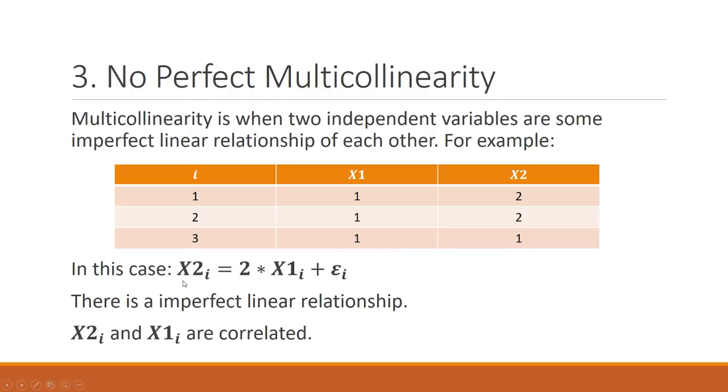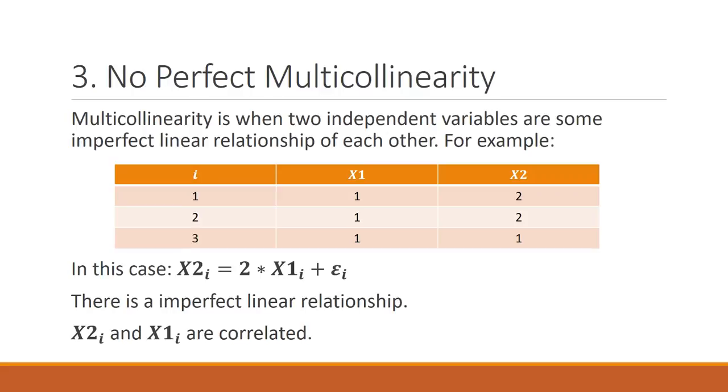All right, so they're not a perfect linear relationship, but they're close. They're very, very close to a perfect linear relationship. So we would say that x1 and x2 are highly correlated. This would be an example of multicollinearity. They're collinear. They're closely related to each other. They're close to a linear relationship with one another, but it's not perfect.